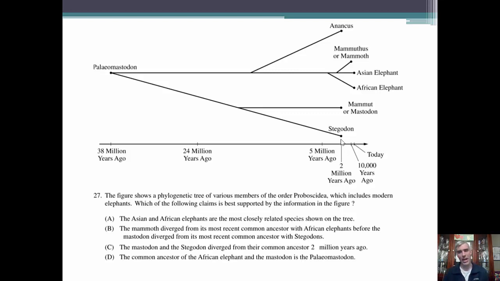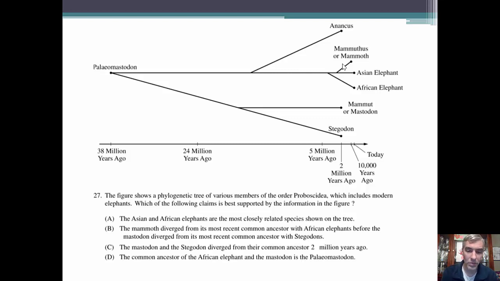Notice how this one has time on it, right? There is evolutionary time on here. That's going to come into play. So let's check each answer. The Asian and African elephants are the most closely related species shown on the tree. Okay, so let's find Asian and African elephants. Are they the most closely related? No, because they share a common ancestor here. The mammoth is actually more closely related to the Asian elephant than the African elephant is to the Asian elephant, so that discounts A.